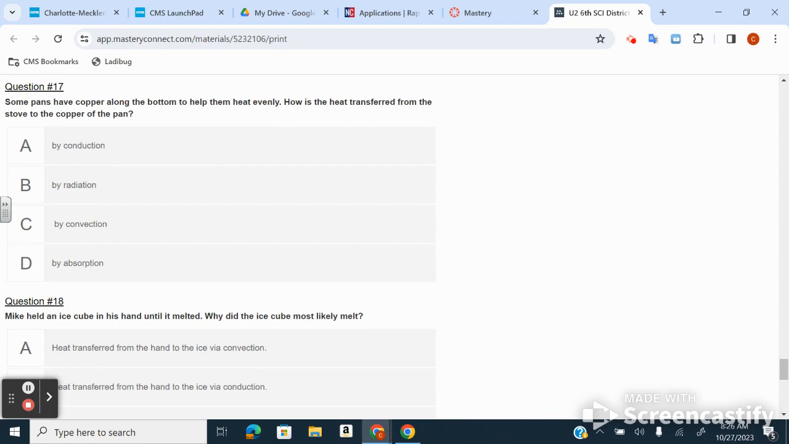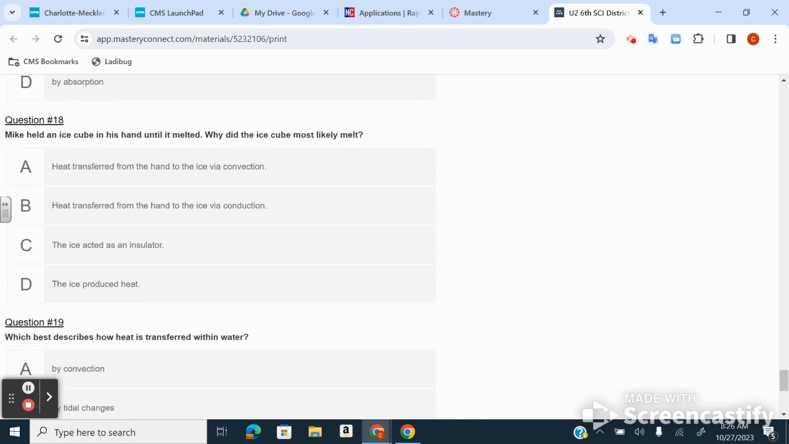Question number 17. Some pans have copper along the bottom to help them heat evenly. How is the heat transferred from the stove to the copper of the pan? A. By conduction. B. By radiation. C. By convection. D. By absorption.